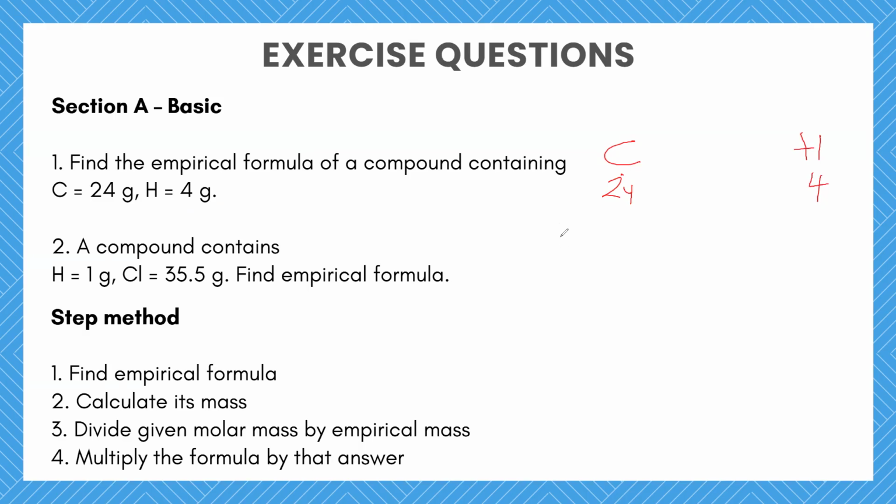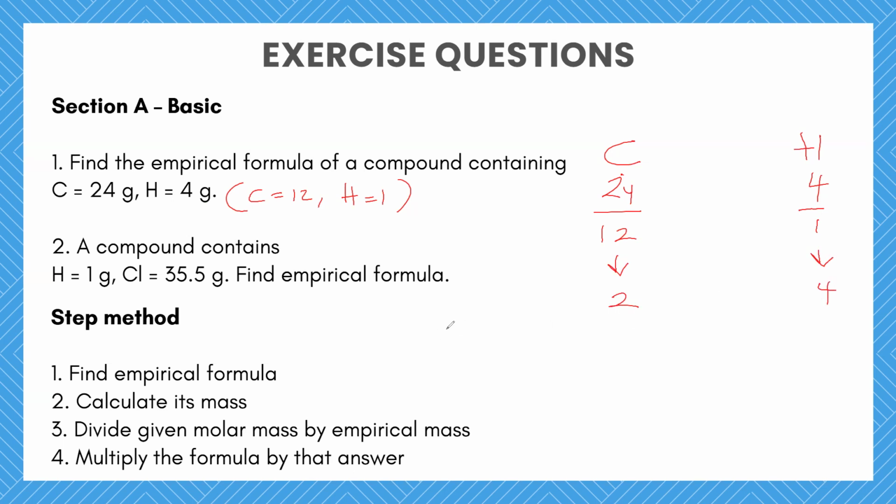The next thing to do will be to convert those masses into number of moles. How do we do that? We divide by the atomic masses. The atomic mass of carbon is 12, and that of hydrogen is 1. So this becomes divided by 12, and this becomes divided by 1 as well. So we have the values of 2 and 4.